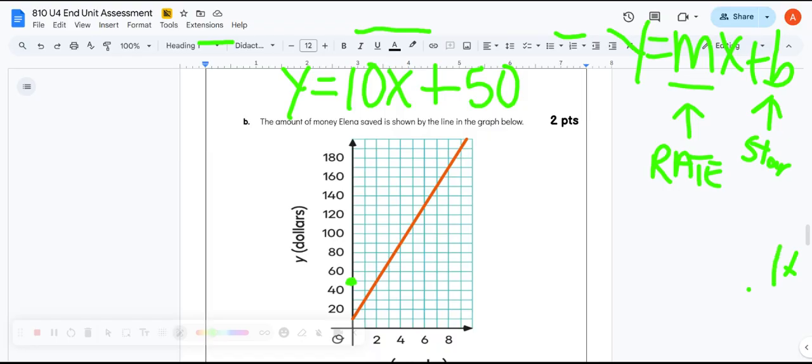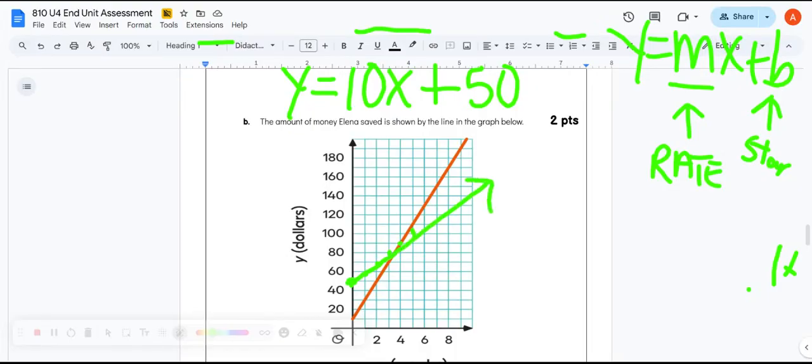So from 50, I went up to 60, and I went to 1 there. 1 week. 2 weeks, he'd have $70. 3 weeks, he would have $80. 4 weeks, he would have $90. 5 weeks, he would have $100. Perfect. I'm going to connect those points.